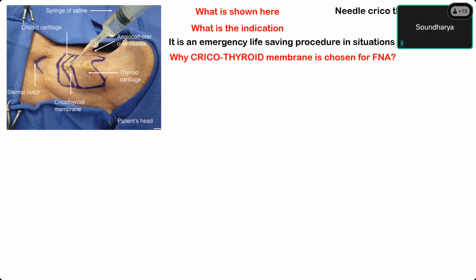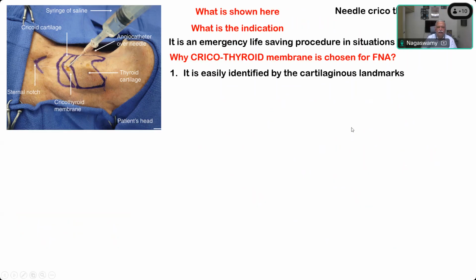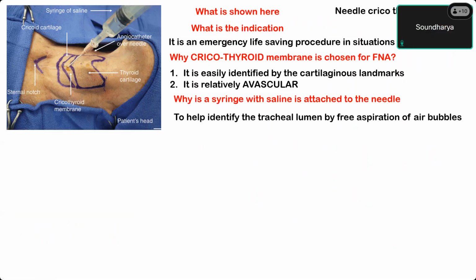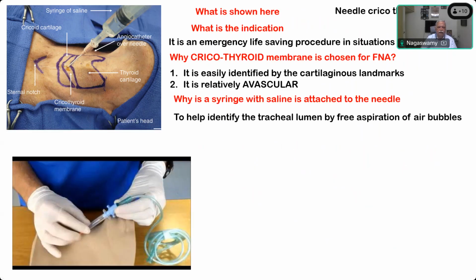Only the brain is external. Easily identified by cartilaginous lamina. It is relatively avascular. Why is a syringe with saline attached to the needle? To confirm the air aspiration, to help identify the tracheal lumen by free aspiration of air bubbles.